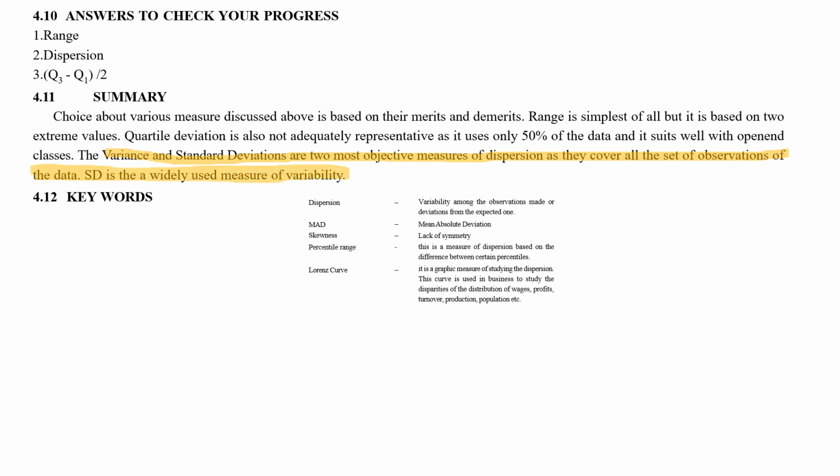Dispersion is the variability among the observations made, or deviations from the expected one. Then MAD means mean absolute deviation. Skewness is the lack of symmetry. Percentage range is a measure of dispersion based on the difference between certain percentiles.